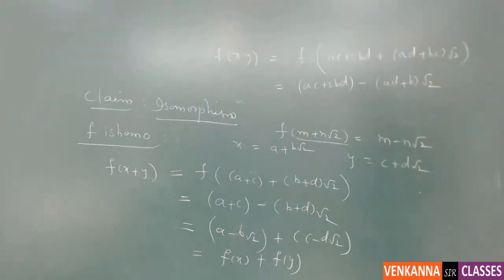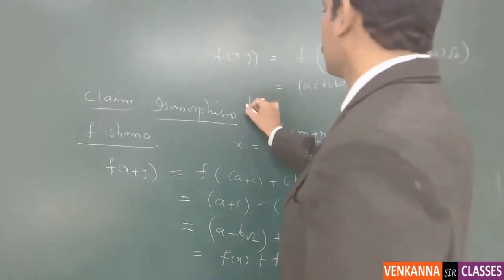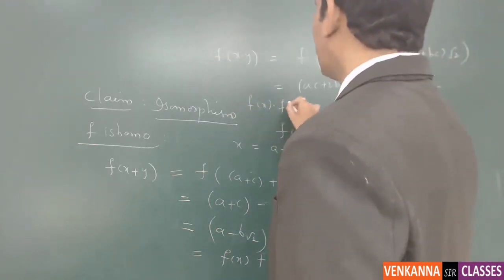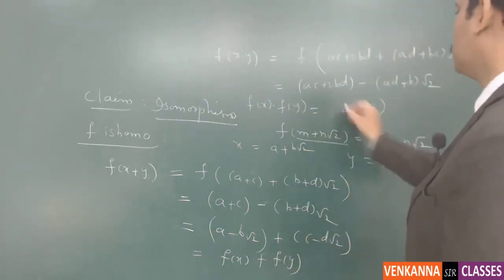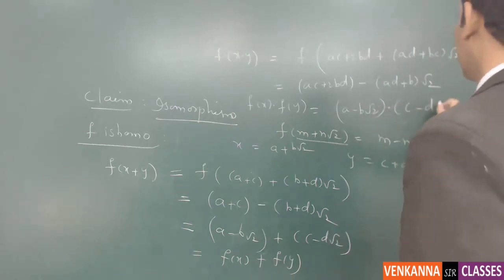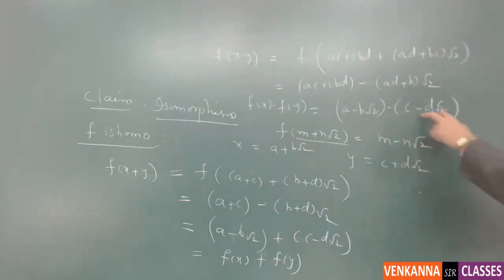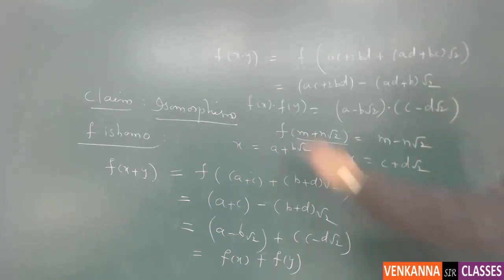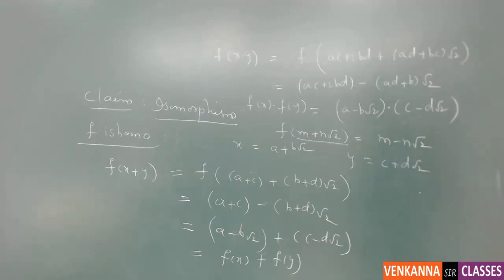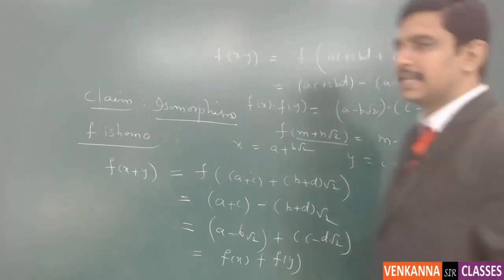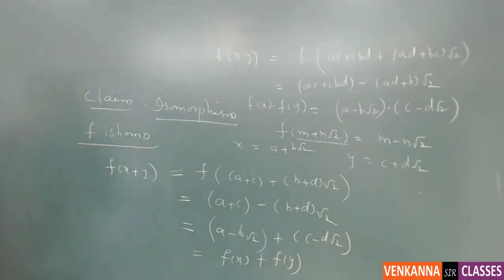Now what happens? I request you to calculate f of x dot f of y. It is nothing but a minus b root 2 into c minus d root 2. So if you multiply these two, you will get the same thing. Therefore, f of xy is equal to f of x dot f of y. So f satisfies the two conditions, hence it is a homomorphism. Okay? Please take a note of that and inform after noting.